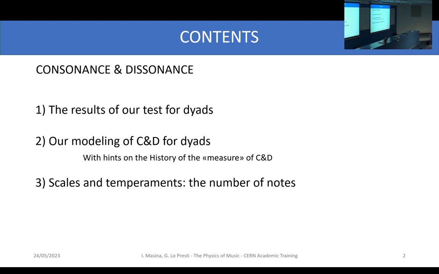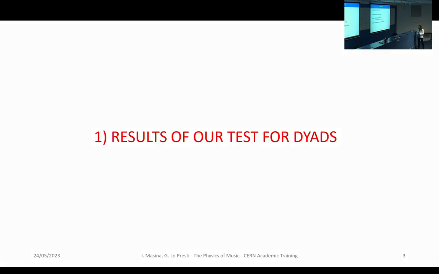And then some introductory concepts from Pythagoras about scales and temperaments, especially about the number of the notes. So the question: why seven white keys and why five black keys, so 12 in the chromatic scale. Anyway, start from the results of our test.